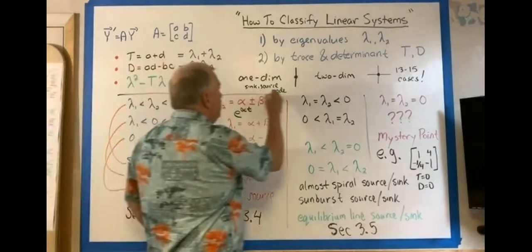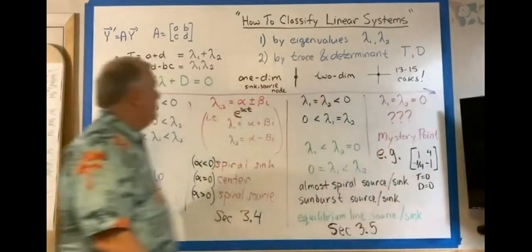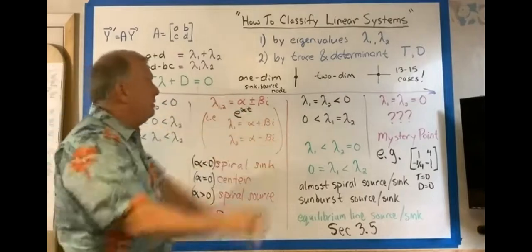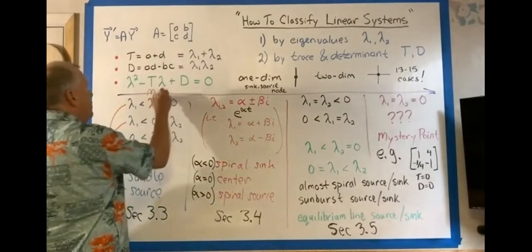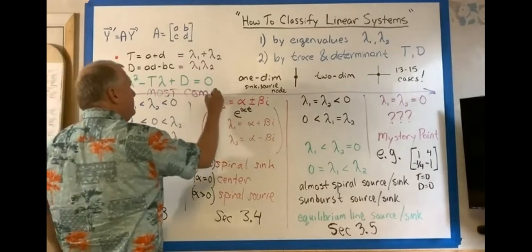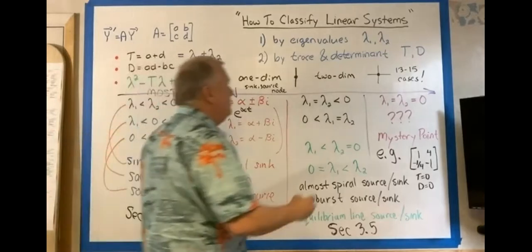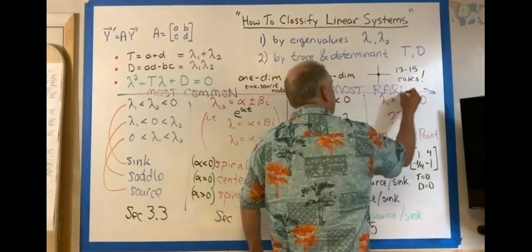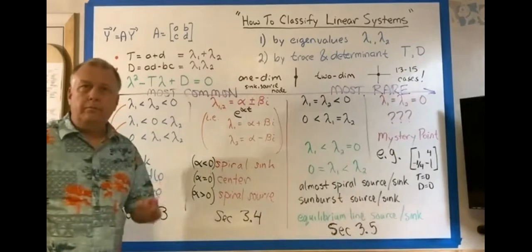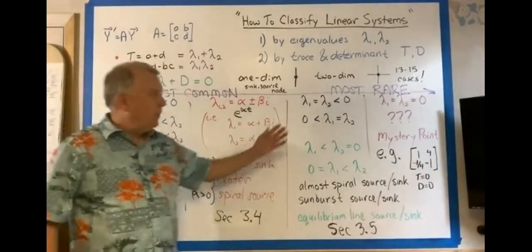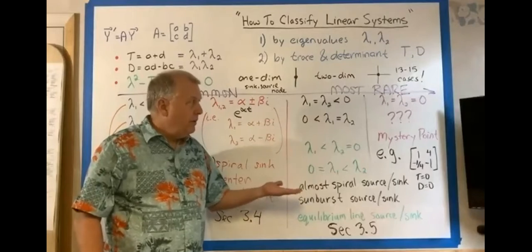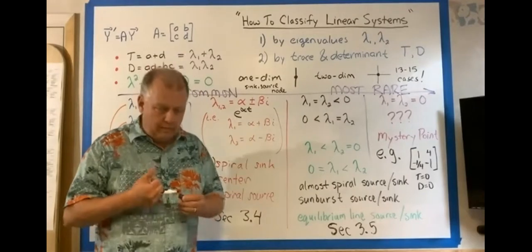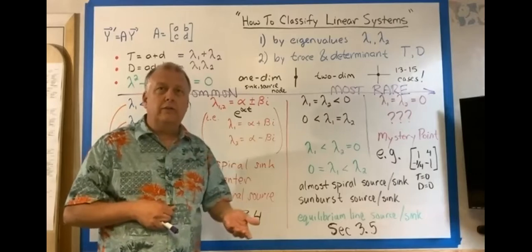As I go from left to right on this board, I go from most common to least common. From most common, this purple pen is kind of dry. Most rare, most unusual. In fact, the one case that you have over here that's rare but useful will be the almost spiral source and sink, which we gave you last time. And you'll see the reason for that in section 3.6.